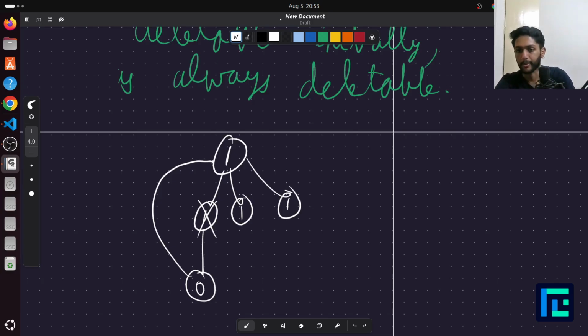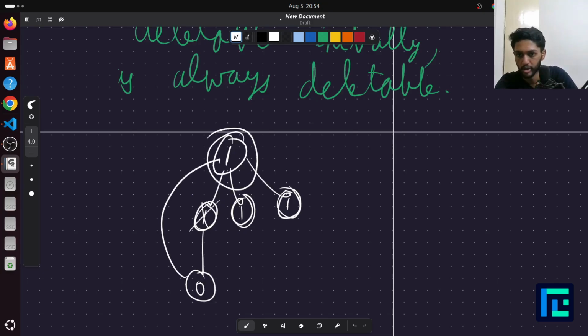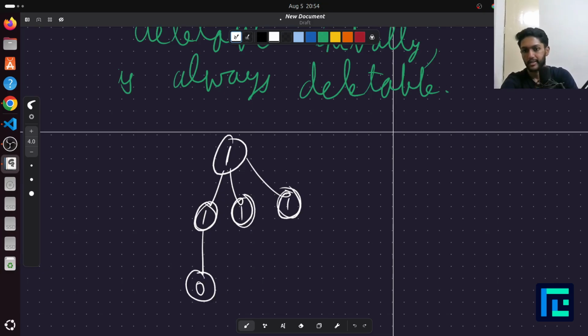But my claim is that can never happen, because let's say you have this deletable node, and because it is deletable, all of these are ones, and then this is a 0. You are saying, what if I delete this and it becomes its child, and now this is no longer deletable. But my point is that if this is 0, then you can never delete this vertex, because to delete a vertex all its children should be 1. So this 0 can never become the child of this 1, and therefore this 1 will always be deletable.